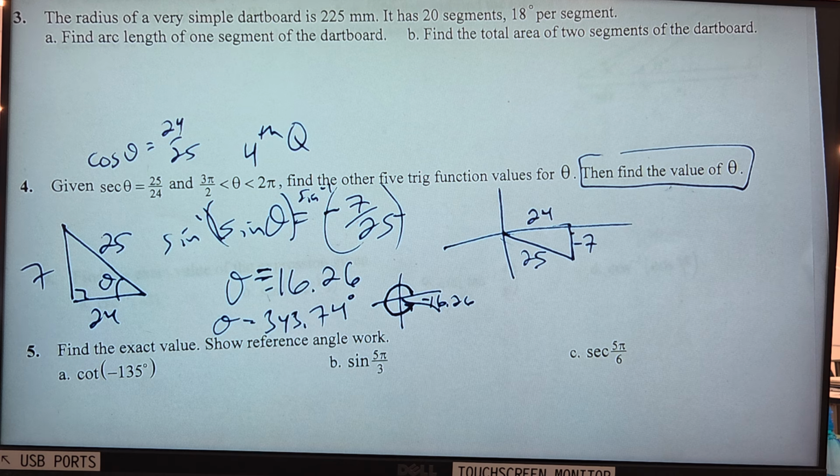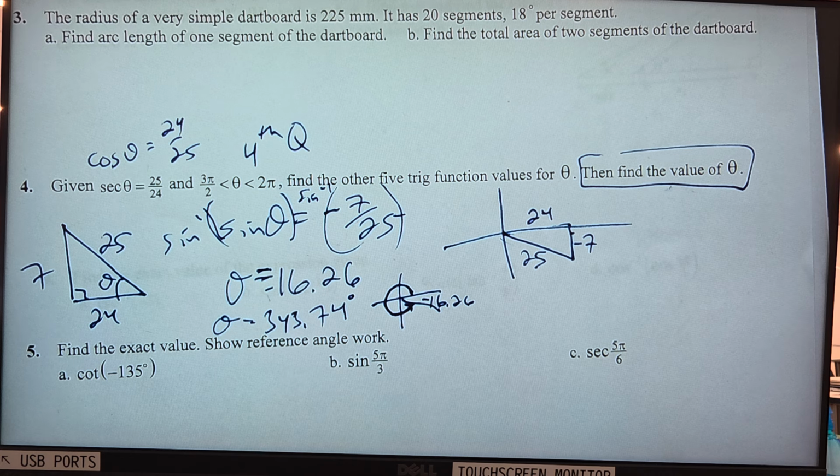Why is that even better? Because inverse cosine lives between 0 and 180, and that covers all possibilities. So it's going to give us 343. No, actually, it's not going to give us 343. It's going to give us 163.74.